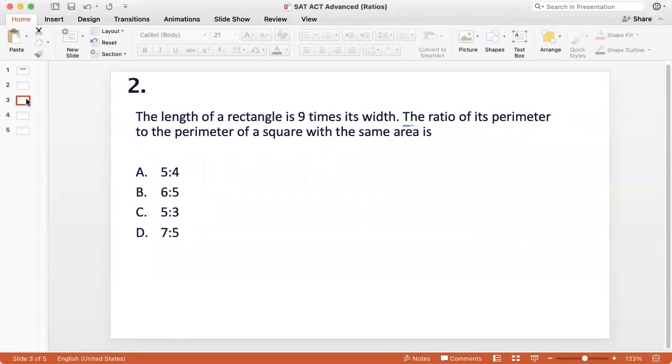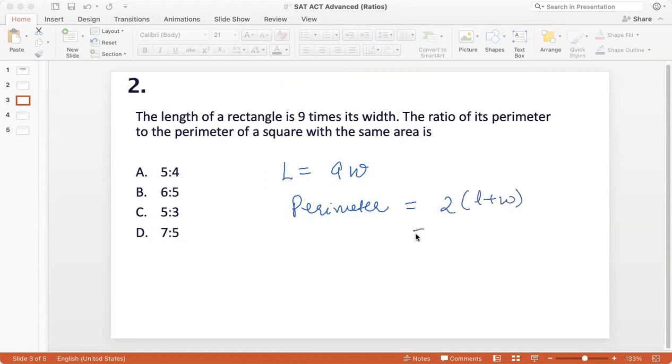Okay. Question 2. The length of a rectangle is 9 times its width. The ratio of its perimeter to the perimeter of a square with the same area is what? So let the length be L and let the width be W. So length is 9 times W. So what will be the perimeter of this rectangle? It will be 2 times length plus W. So 2 times 9W plus W, which is 2 times 10W, that is 20W, right? That's the perimeter of the rectangle.